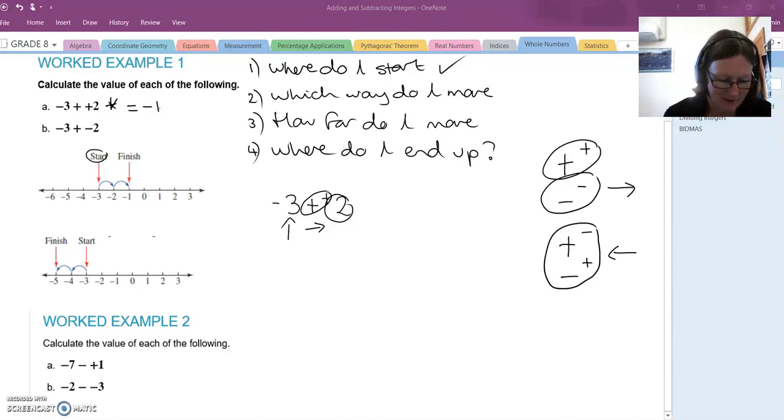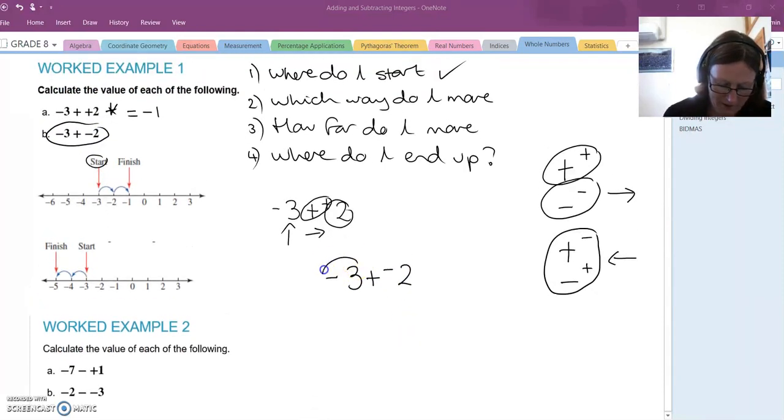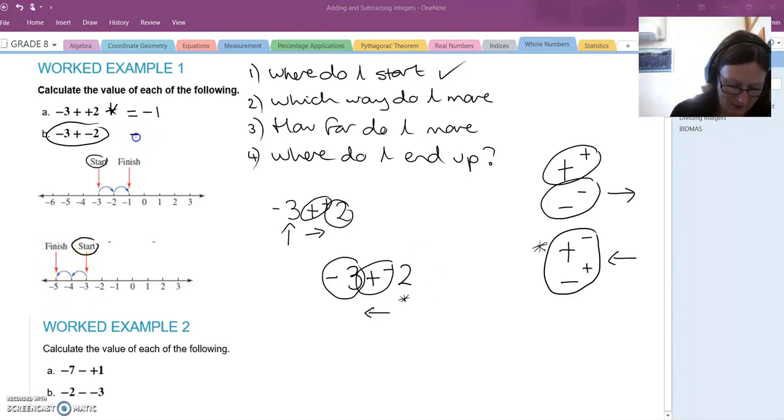Let's look at our second example. -3 add -2. So where do we start? We start at -3. Which way do we move? We move to the left because we're adding a negative. How far do we move? We move 2 to the left. So starting at -3, moving 2 to the left, we end up at -5.